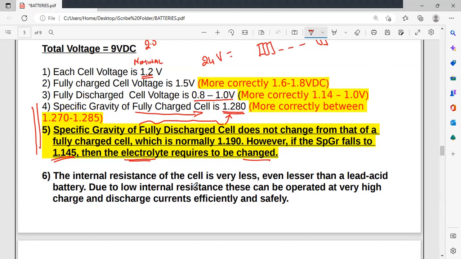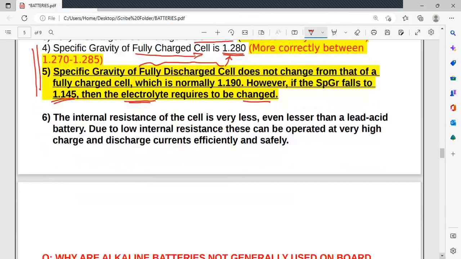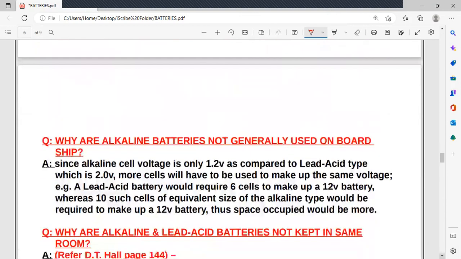Due to low internal resistance, they can also be operated at very high charge and discharge rates. Okay, remember, whenever a current flows through a resistance, that resistance gets heated up. So if that resistance is less, then obviously the heat dissipated during the charging or discharging process is going to be much less.